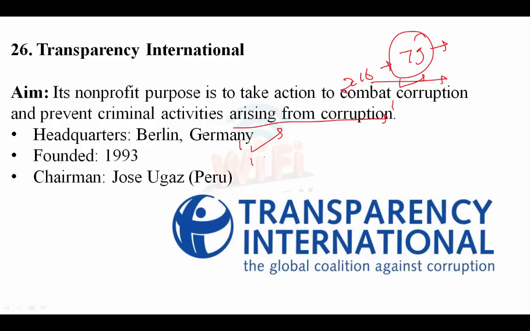This organization was formed in 1993, and the current chairperson of this organization is José Ugaz, who is from Peru. Okay, so you need to remember its headquarters and India's rank in the Corruption Perception Index, which is made by Transparency International. So these are the 2 things that you need to remember: its headquarters and India's rank.